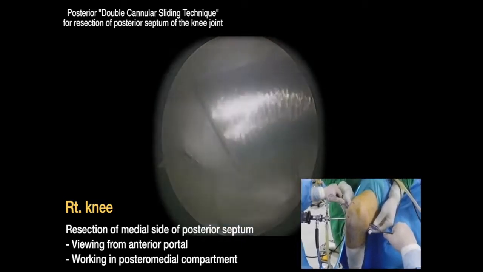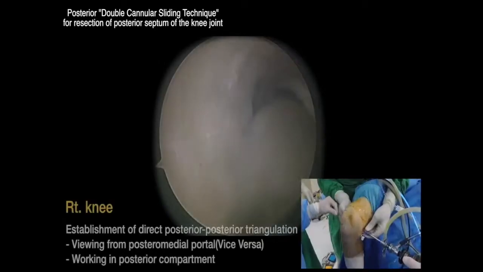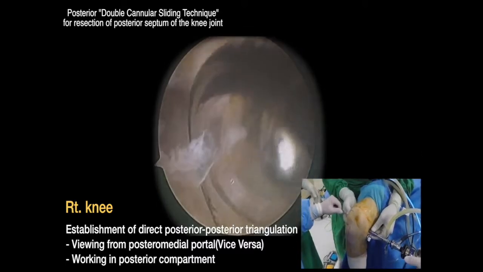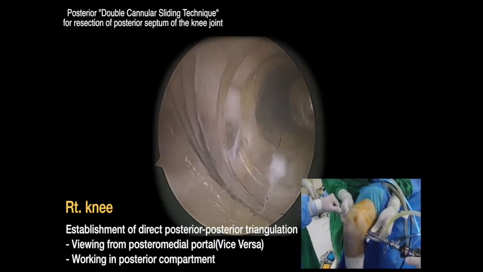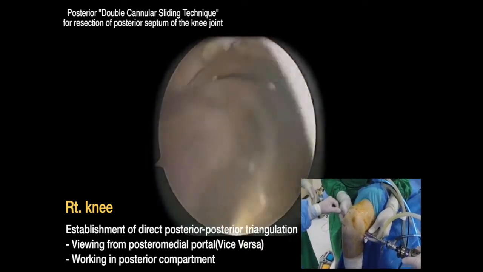All the courses were controlled safely and stably under direct visualization. The arthroscope and instrument were inserted respectively into the posterior medial and posterior lateral portals to achieve direct posterior-posterior triangulation.